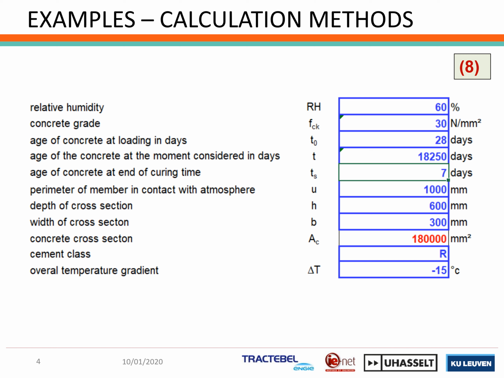Age of concrete at the end of curing time. Then the perimeter of the member in contact with the atmosphere is needed, the depth of the cross section, the width, and the concrete section follows from that. The class of cement and the overall temperature gradient as 15 degrees.